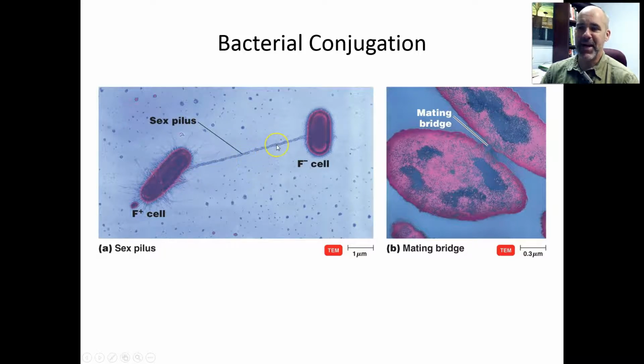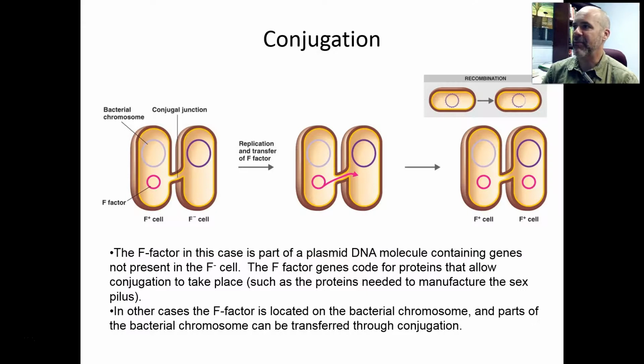The sex pilus is not always that long. Here's another image where you've got the mating bridge. There is the donor cell, the recipient cell, and there's a shorter sex pilus linking those two together. F plus and F minus here. F plus is referring to a cell that has the genes that allow it to build a sex pilus and do recombination. An F minus cell is one that can't build a sex pilus on its own. It's considered to be an F minus cell.